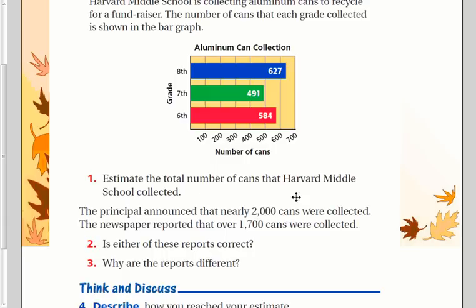Now again, I want to estimate, so I do not want an exact answer. I'm going to think of the word about a lot. 625 is about 600, plus 491 is about 500, and 584 is about 600. I cannot solve 627 plus 491 plus 584 in my head very easily, but this I can. So now that I have it written out where I've rounded, I can do 600 plus 600 is 1200, and 1200 plus 500 equals 1700.